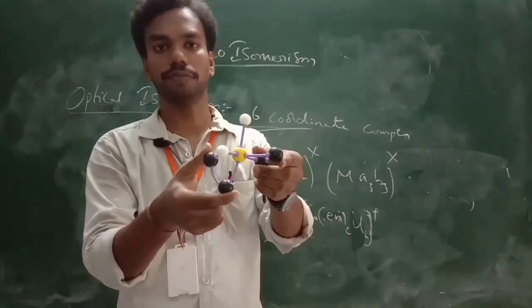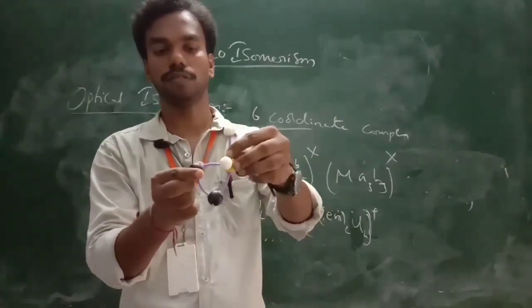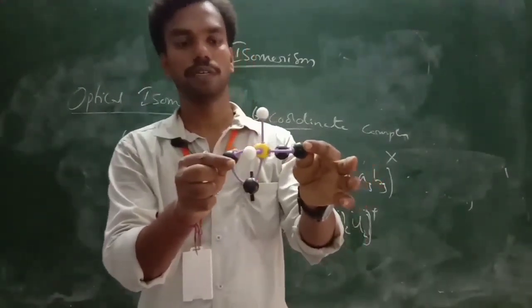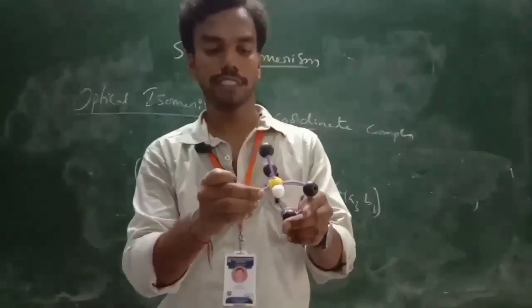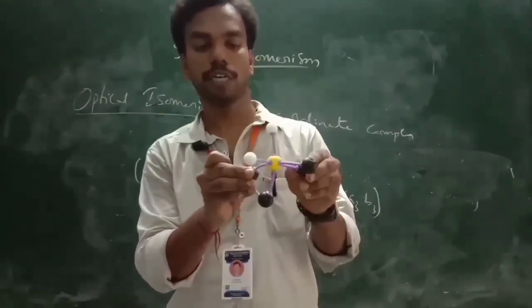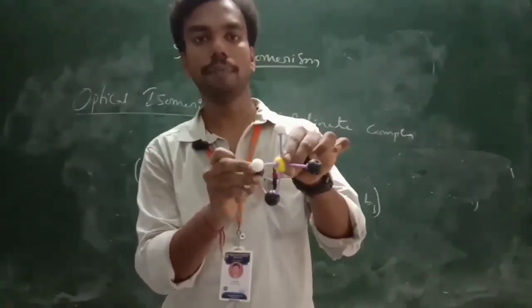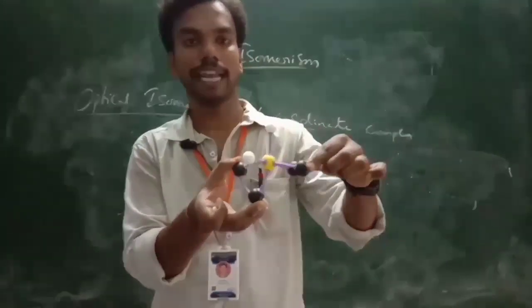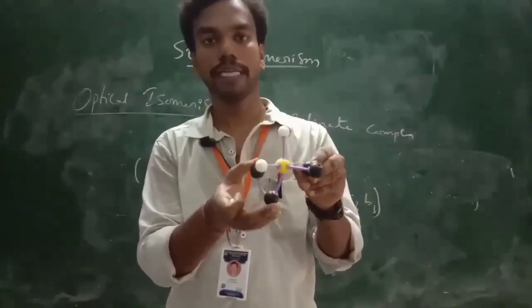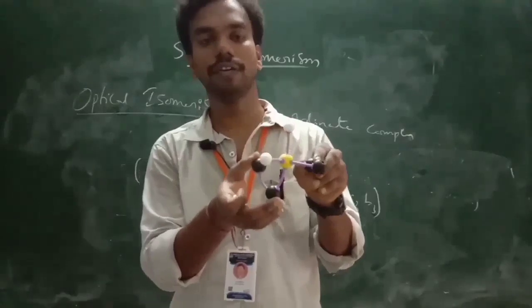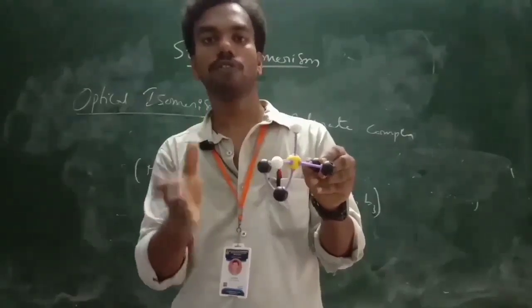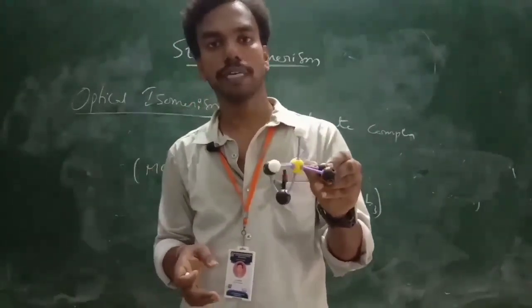Just think of it. It does not have any planar symmetry, so the first condition is fulfilled. Just check whether it has any planar symmetry or not. Just observe the structure. Yes, it does not have any planar symmetry because this ring is in one plane, this ring in another plane, and these two chlorines are in cis position to each other. So this cis isomer does not have any plane of symmetry, so it is optically active. Now the mirror image of this complex is also non-superimposable. So two conditions are fulfilled, so this complex is optically active.